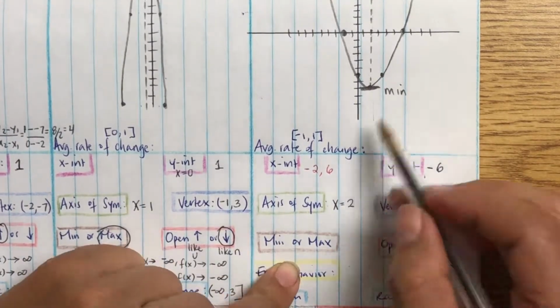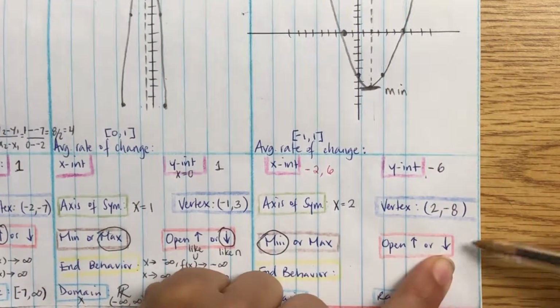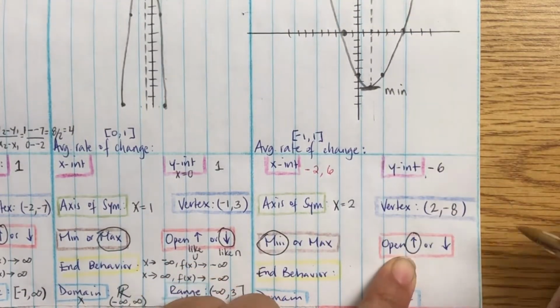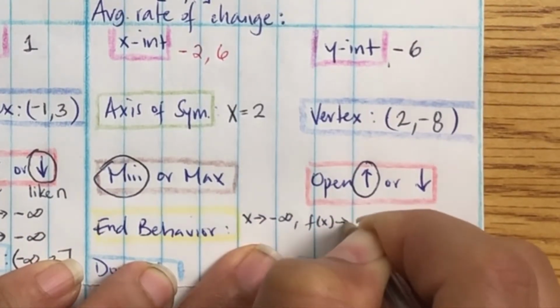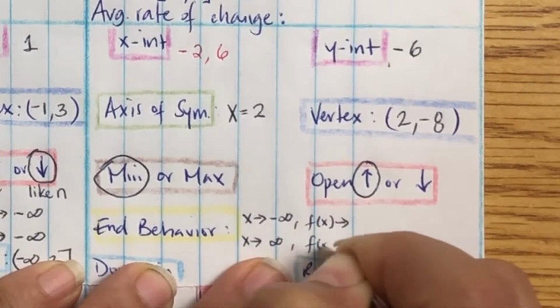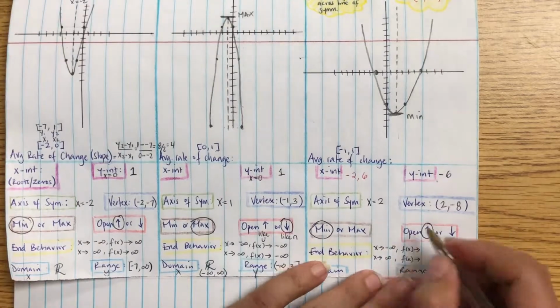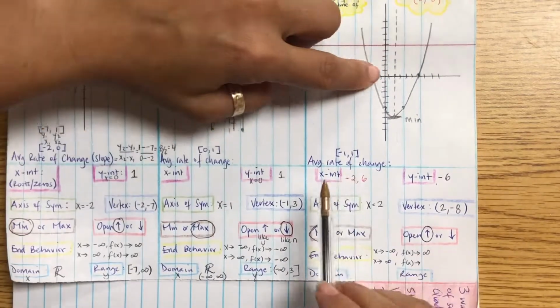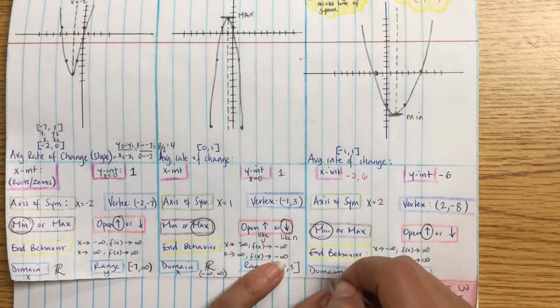Is it a minimum or maximum? It's a minimum because it has a bottom. Is it open up or open down? It's open up because it's a U. And then end behavior: what happens as x goes to -infinity, f of x does what? As x goes to +infinity, f of x does what? So as it goes to -infinity, the y is going up indefinitely, so it goes to infinity. As it goes to +infinity, the y is also going up.